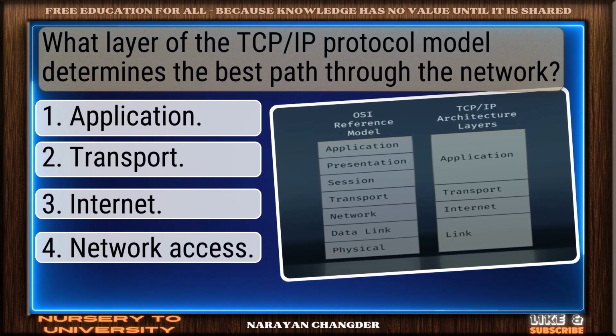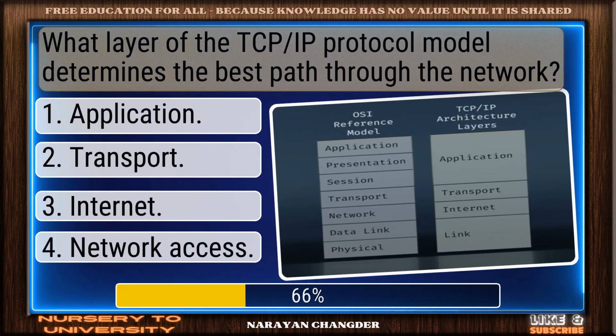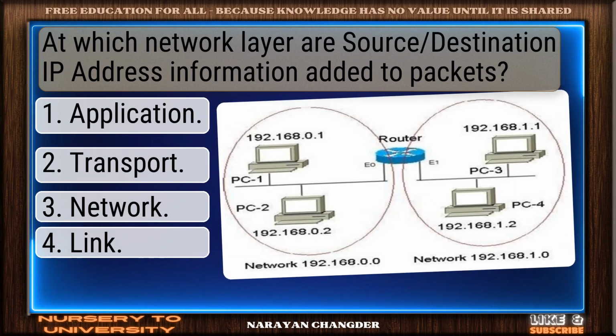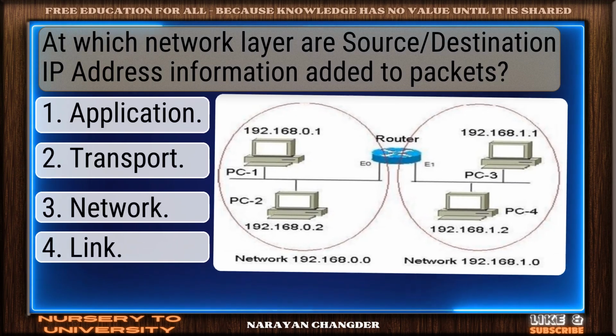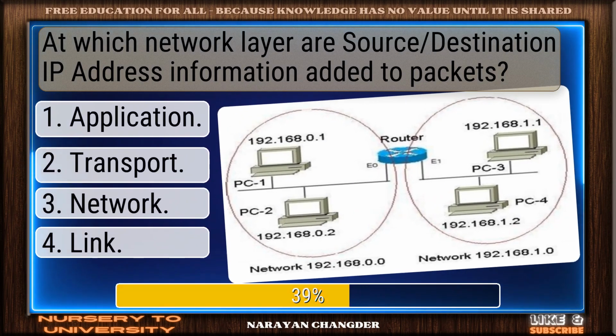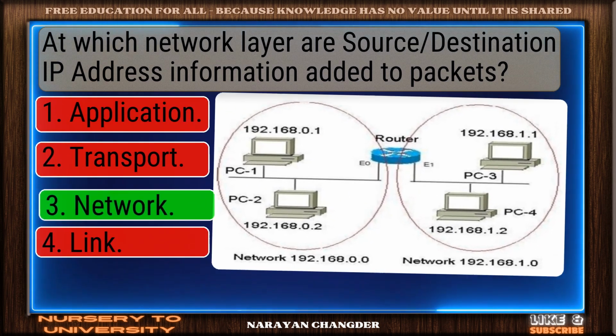What layer of the TCP/IP protocol model determines the best path through the network? Clear logic. Internet is sound. At which network layer are source or destination IP address information added to packets? Smart pick. Network is correct.